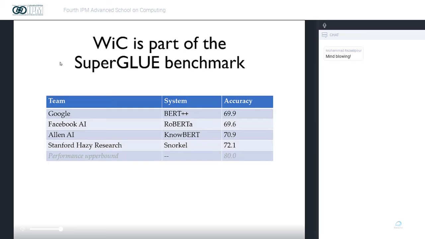80%. But it is very surprising to see that the GPT-3 model, which is probably so much better than all these models in terms of different NLP tasks, falls so short of doing well on this word in context task, which opens up a lot of research questions and a lot of interesting stuff in the future.